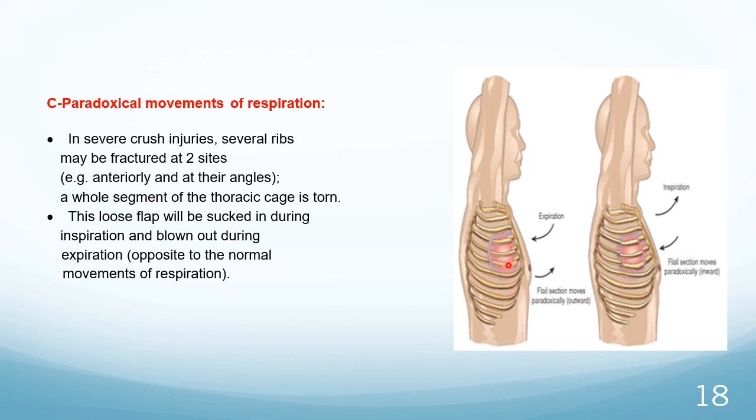This slide shows the paradoxical movement of respiration due to a fractured segment of a group of ribs here. In cases of expiration, there is decreased diameter of the chest. At this time, this segment of ribs bulges outward, while in cases of inspiration, the thoracic cage diameter increases. At this time, this segment is sucked in due to negative pressure in the thoracic cage.